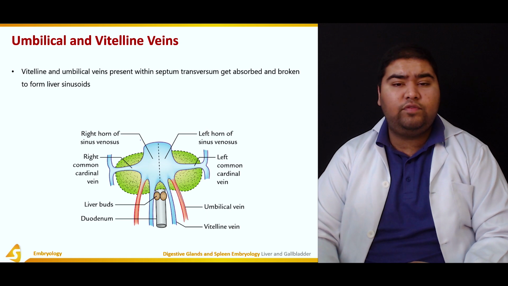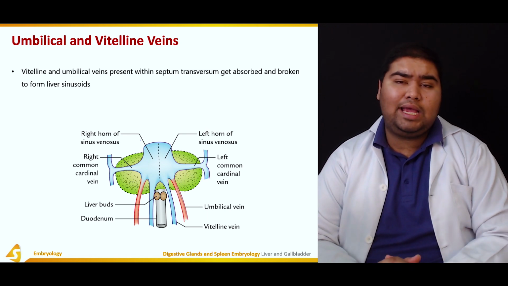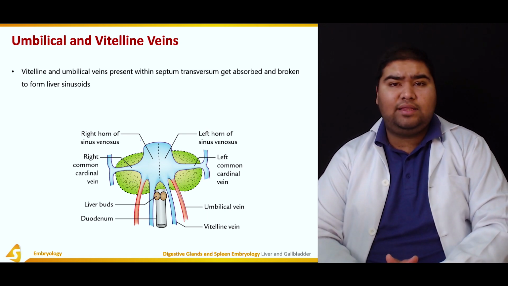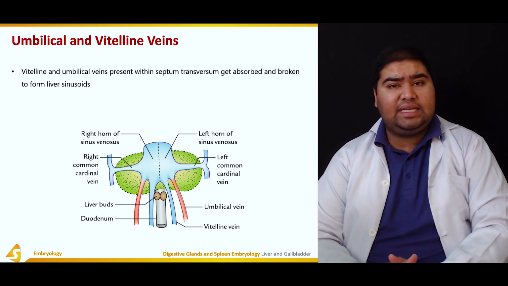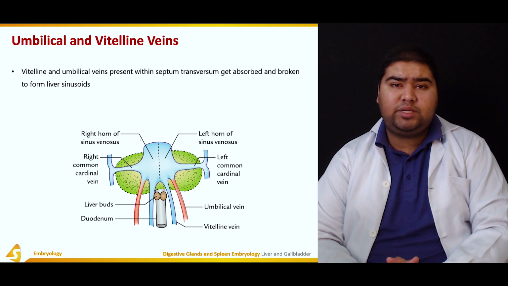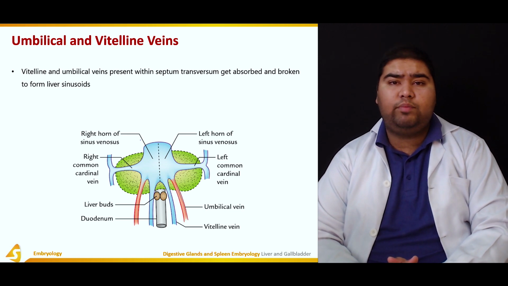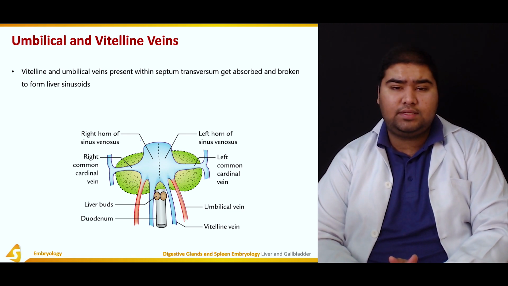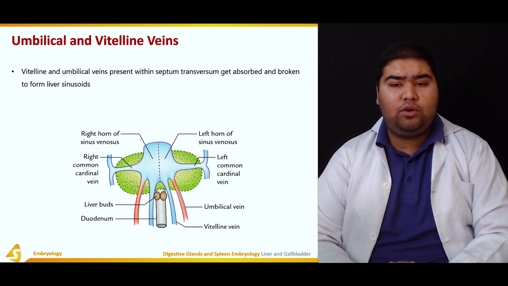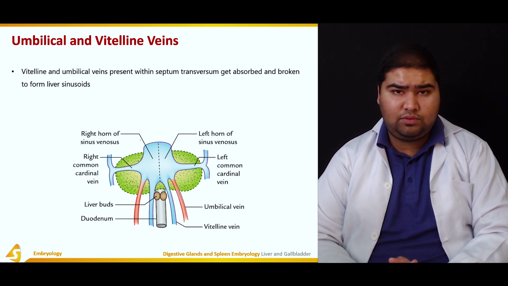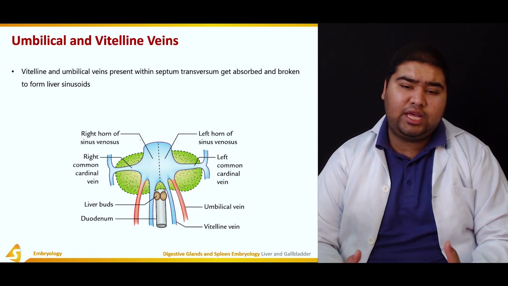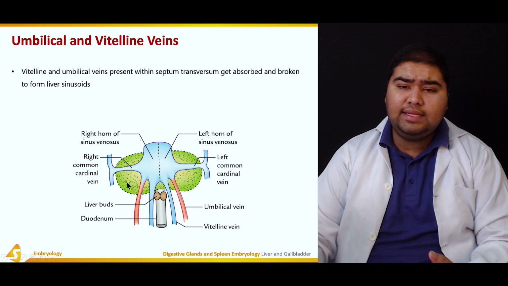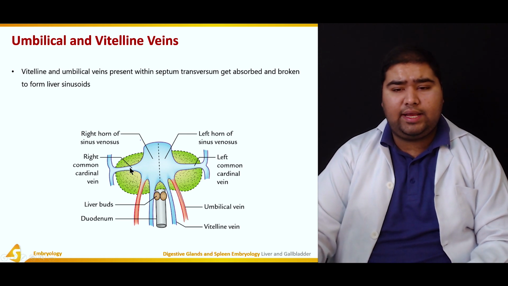So moving on, now we'll see the role of the umbilical and the vitelline veins. We talked about this before. The umbilical and the vitelline veins lie within the septum transversum and help in the formation of hepatic sinusoids. So the vitelline and the umbilical veins are present in the septum transversum. Now the developing liver would absorb these vitelline and umbilical veins.